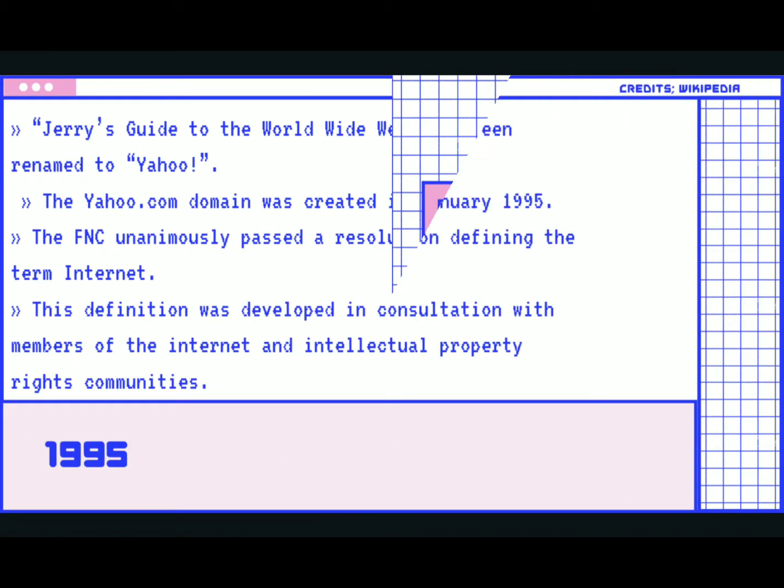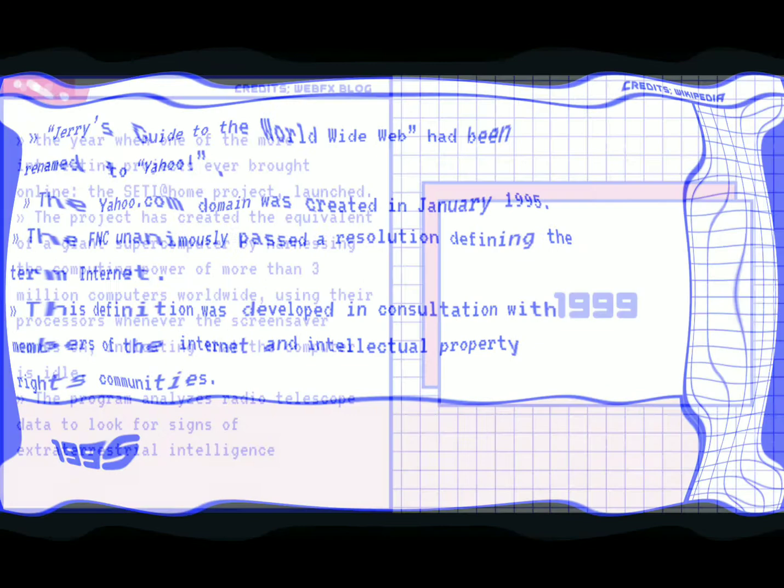Moving on to the next one, for the year 1995, where the Journey's Guide to the World Wide Web had been renamed to Yahoo. Yahoo.com was first created in January 1995. As we all know, this is very essential for the people way back then because this is where they sent and received their emails online.